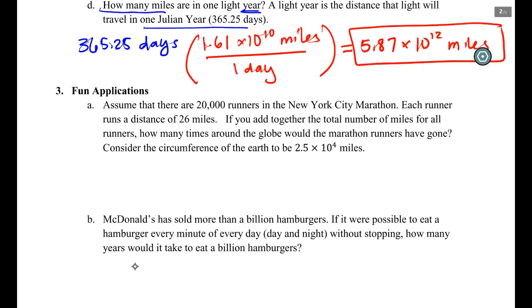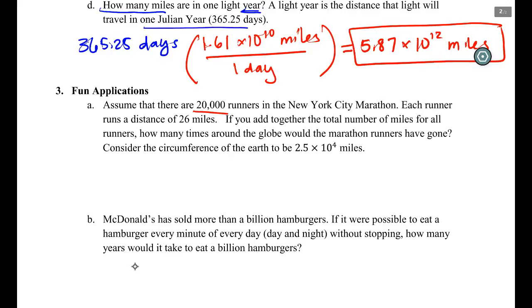All right, so we got 2 last questions on this worksheet. One here tells us assume 20,000 runners are in the New York City Marathon. Each runner runs a distance of 26 miles. Technically, it's 26.2. If you add together the total number of miles for all runners, how many times around the globe will the marathon runners have gone?